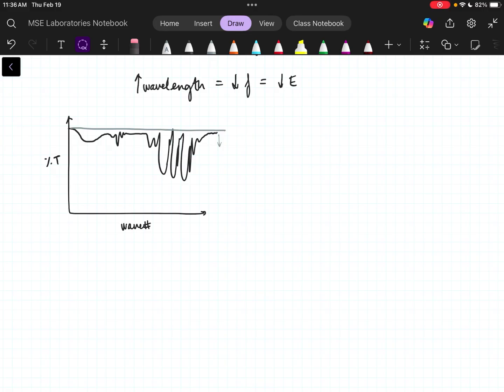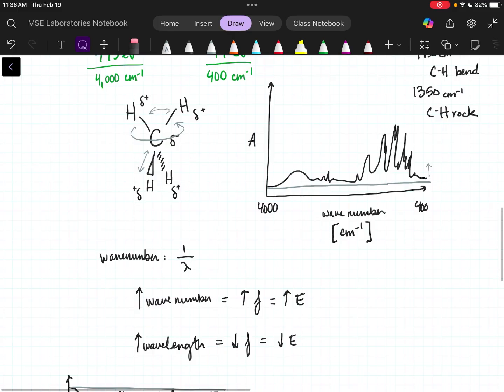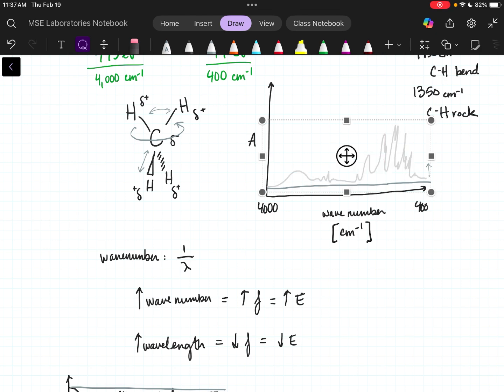So 0 is down here. Up here is 100% transmission. 100% transmission means none of my light is being absorbed. It's all being transmitted. And so I assume nothing is being absorbed, meaning 100% is being transmitted. And then I can get this bumpy signal coming downward. It's the exact same thing.